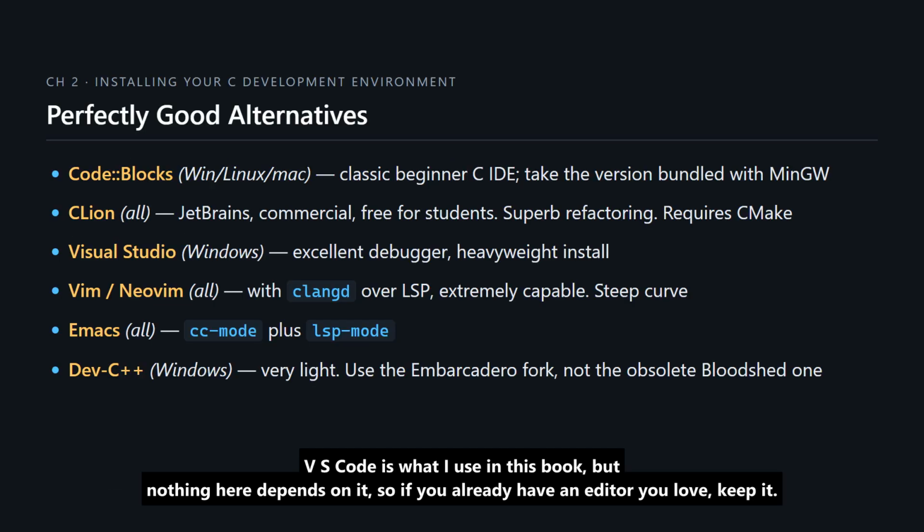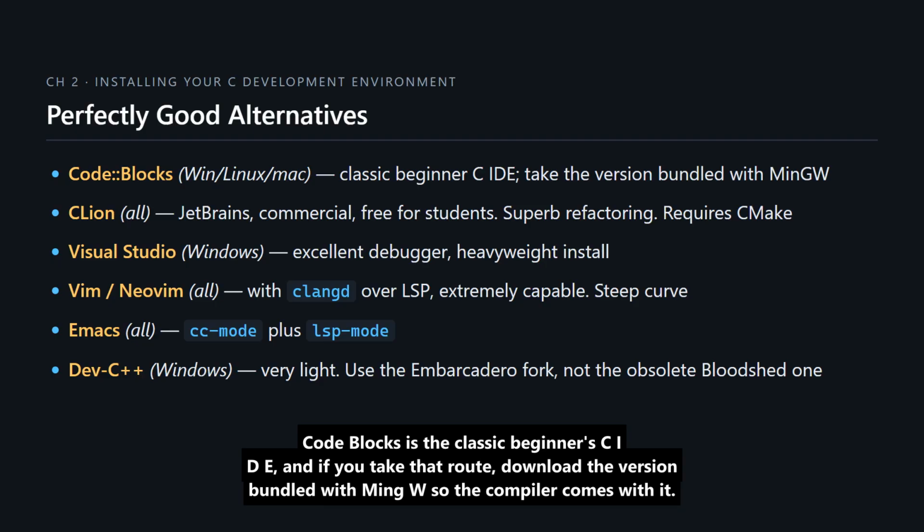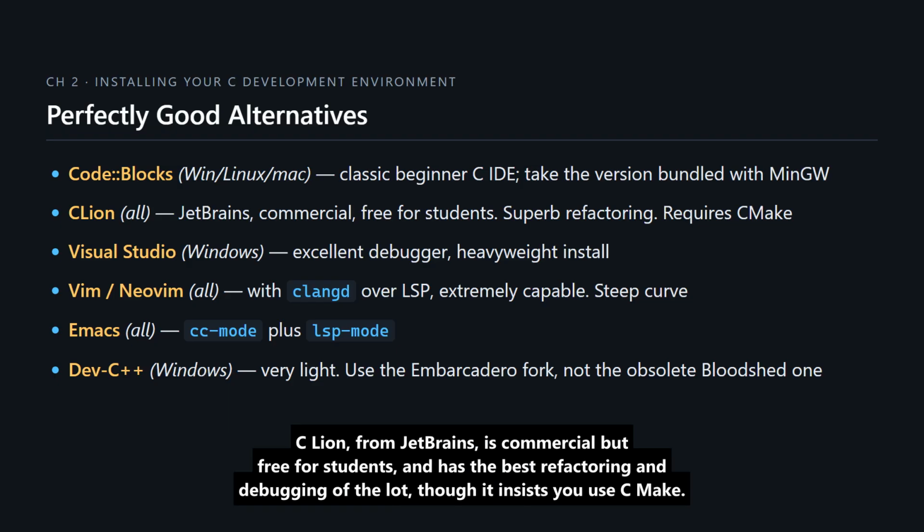VS Code is what I use in this book, but nothing here depends on it, so if you already have an editor you love, keep it. Code Blocks is the classic beginner's IDE, and if you take that route, download the version bundled with MinGW so the compiler comes with it.